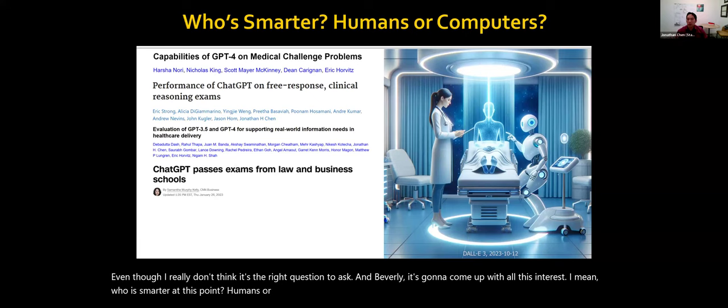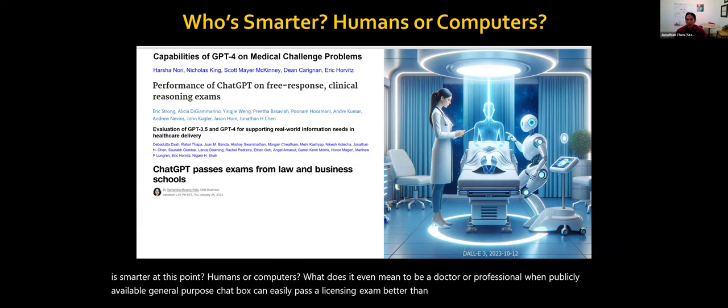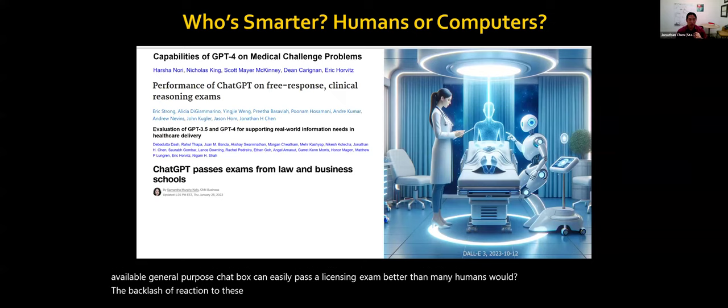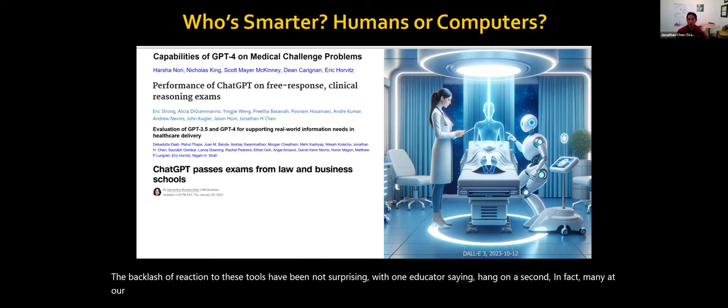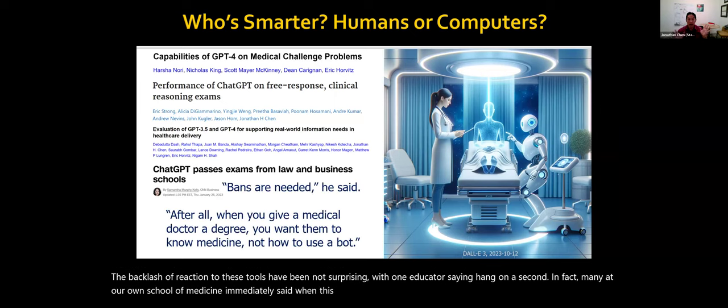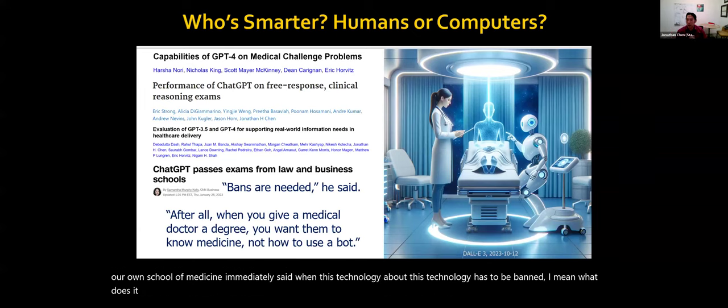What does it even mean to be a doctor or professional when publicly available general purpose chatbots can easily pass a licensing exam better than many humans would? The backlash of reaction to these tools has been not surprising, with one educator saying, "Hang on a second." In fact, many in our own school of medicine immediately said when this technology came out, "This technology has to be banned." I mean, what does it mean to give a doctor a medical degree? You want them to know medicine, not how to use a robot. Is it? What is it?